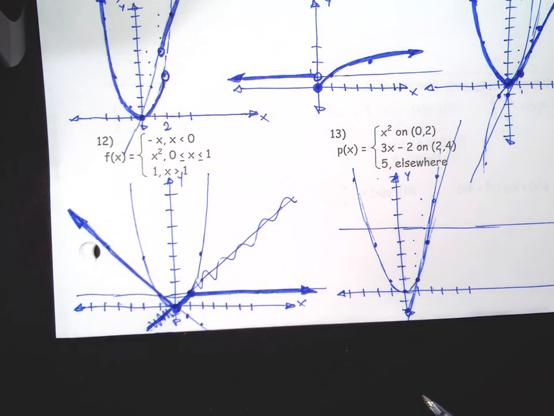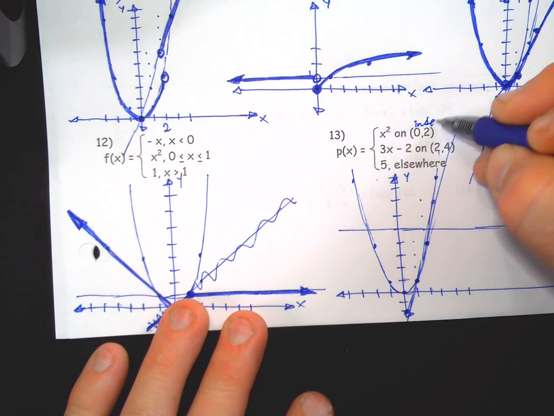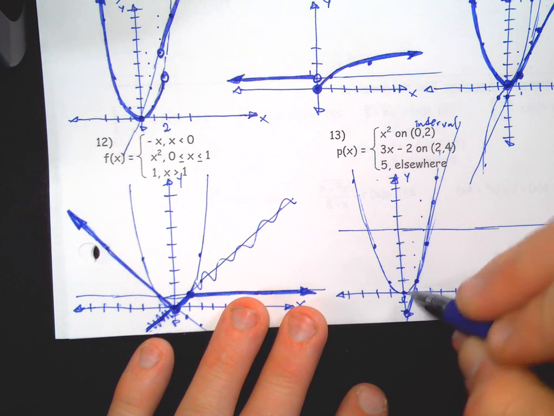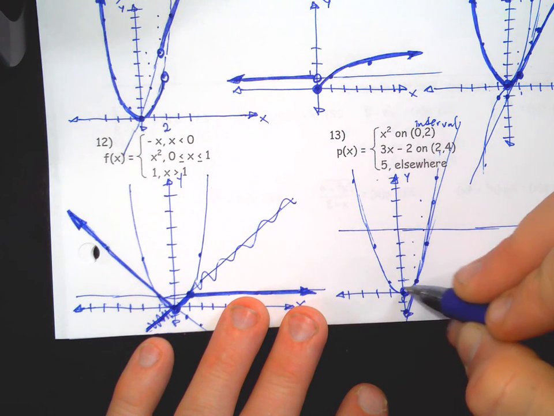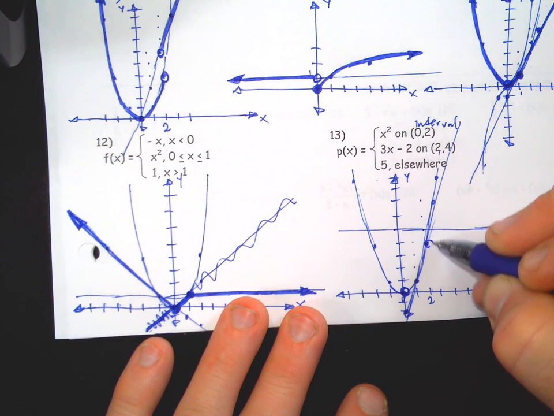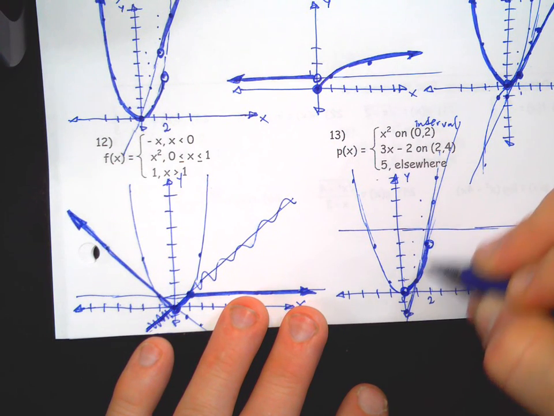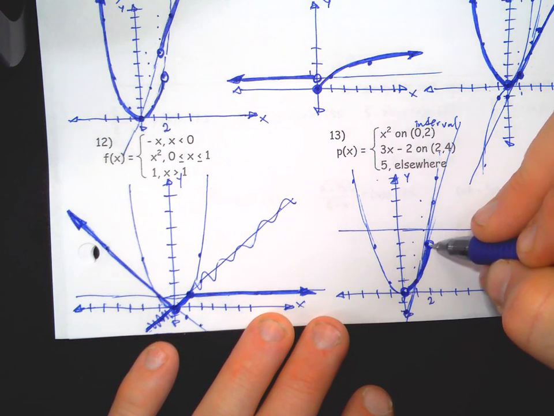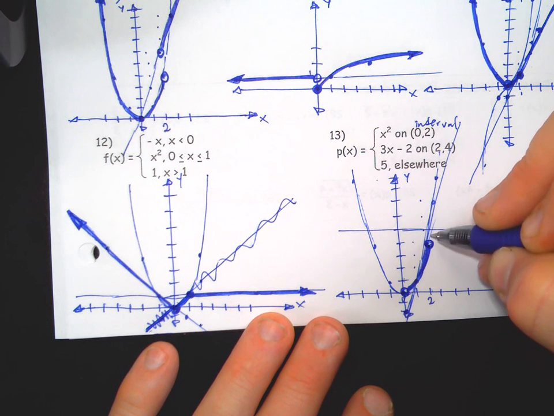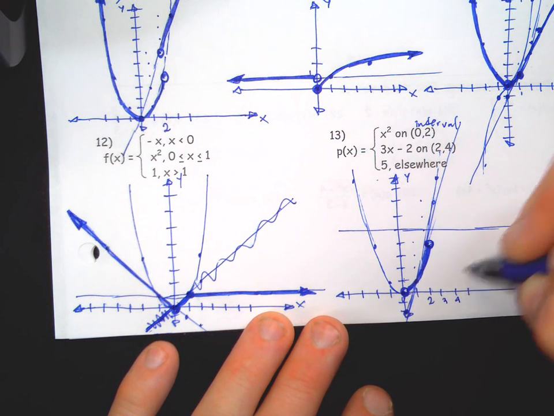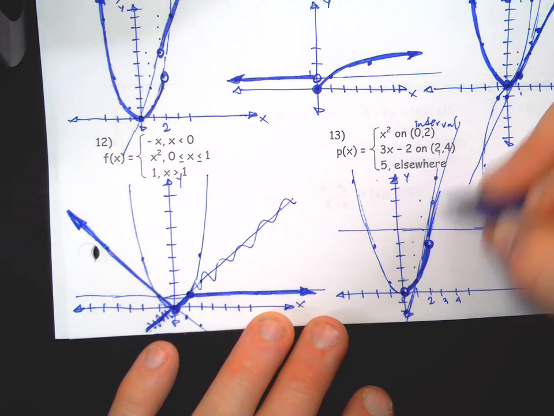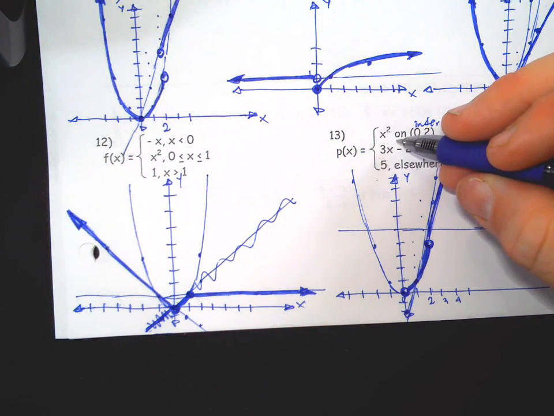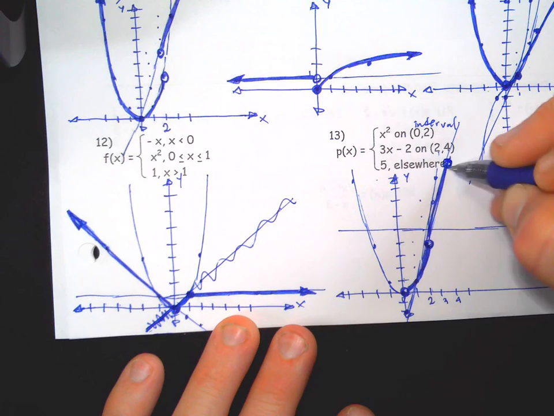Okay, so this is interval notation, right? So 0 to 2 is supposed to be the parabola. Open dots, 0 to 2. Okay, just that chunk of the parabola. From 2 to 4, it's the line, which actually is right here. So it's an open dot. 3, 4. It's going to be up there somewhere. If you plug 4 in, it's 10. So I think it's like right around there.